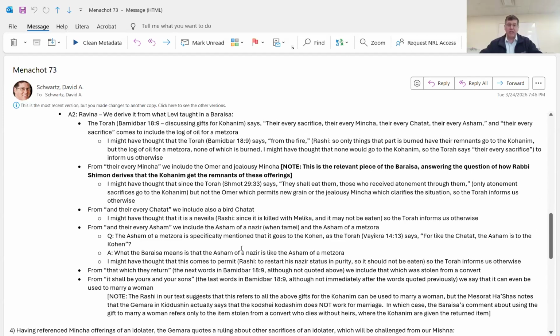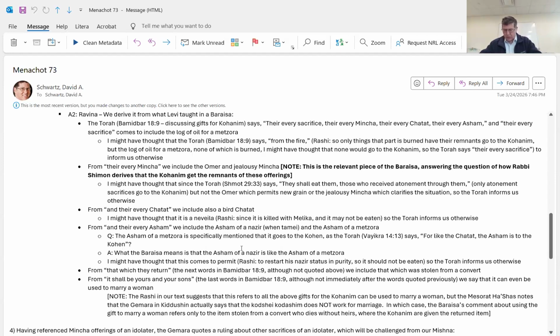Yes, that's the other lesson that we learned from it, but it's not from the same words that we needed to teach the barley lesson. So the Tanna Levi taught: "Kol korbanam, l'kol minchasam, l'kol chatasam, l'kol ashamam."